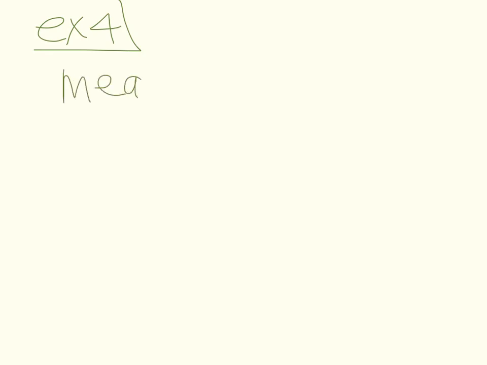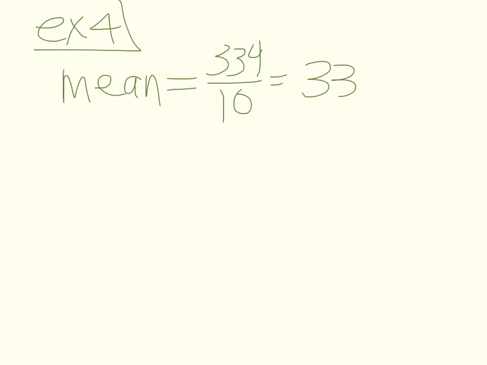mean on this one without doing all the work would be adding up all those numbers, which is 334, and dividing by the number of those rides. There's 10 rides. So if you divide that, you get 33.4 for mean.